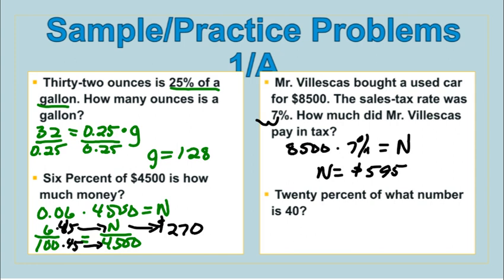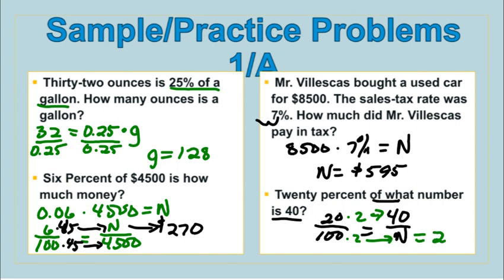Next one, 20% of what number is 40? So we're looking for the of. We know the is, and we know the percent. So it's 20 over 100 is over of, so 40 over n. I know that 20 times 2 gives me 40, so 100 times 2 would give me my n. N would have to equal 200. So 20% of 200 is 40.